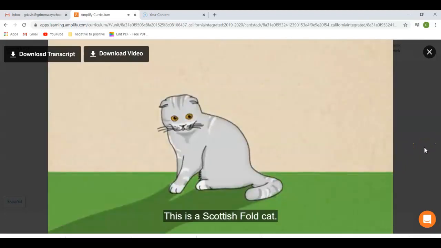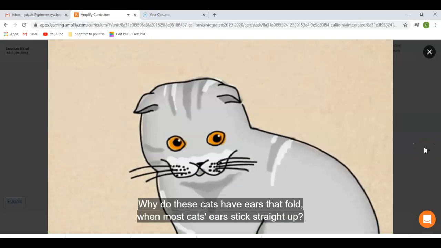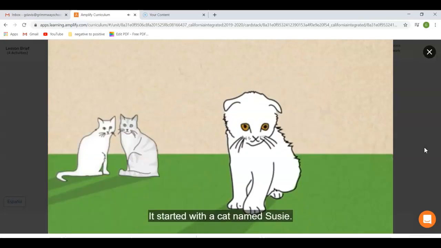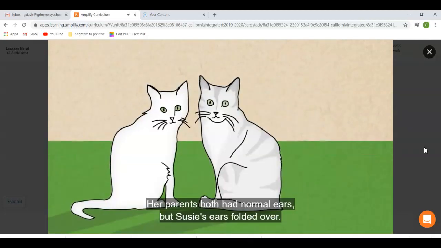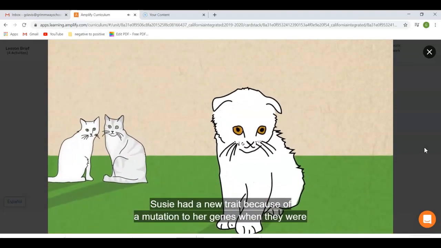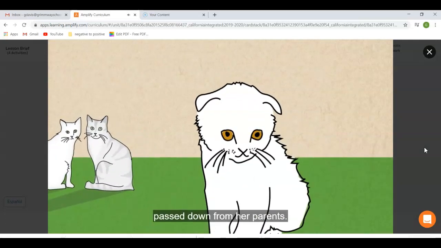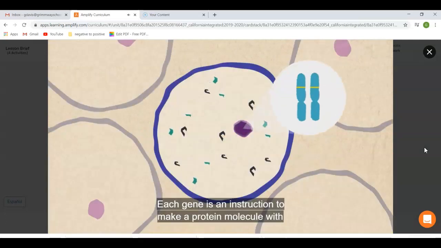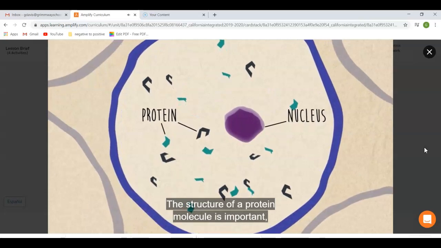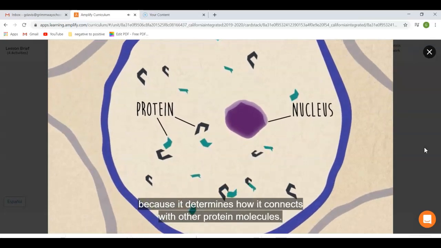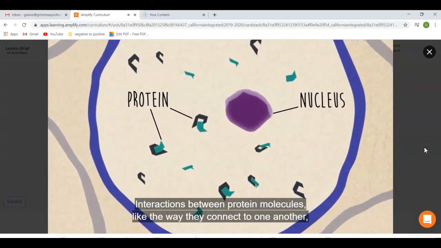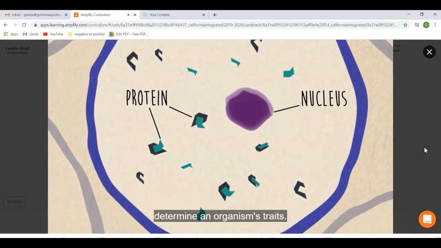This is a Scottish fold cat. Why do these cats have ears that fold when most cats' ears stick straight up? It started with a cat named Susie. Her parents both had normal ears, but Susie's ears folded over. Susie had a new trait because of a mutation to her genes when they were passed down from her parents. Each gene is an instruction to make a protein molecule with a specific structure. The structure of a protein molecule is important because it determines how it connects with other protein molecules. Interactions between protein molecules, like the way they connect to one another, determine an organism's traits.